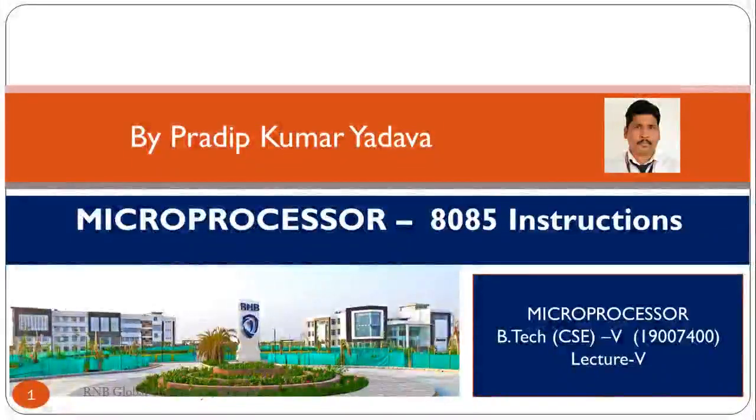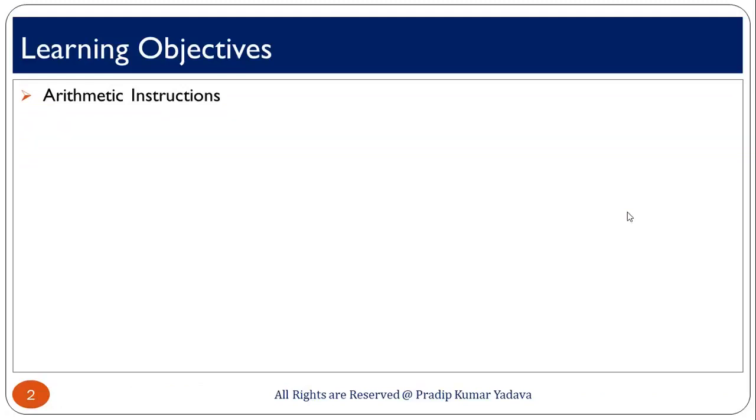Today I will discuss all arithmetic instructions of the 8085 microprocessor. After watching this video, you will be able to answer questions about all the arithmetic instructions used in the 8085 microprocessor during operations. As examples, you can take addition, subtraction, multiplication, division, increment, decrement. So all the instructions related to arithmetic I am going to discuss in this video.